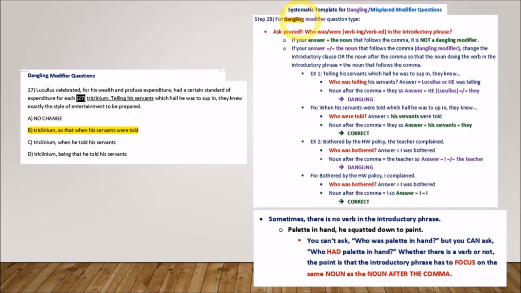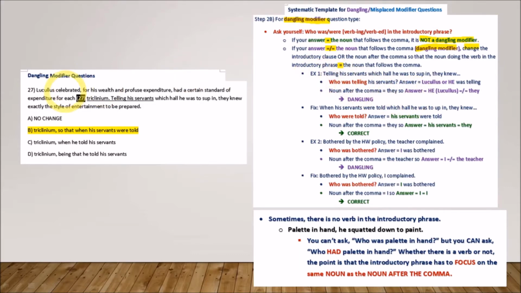Now, dangling modifiers are basically misplaced modifiers that appear in the beginning of sentences, also known as introductory phrases. So you ask yourself, who was doing the verb in the introductory phrase? If your answer to that question equals the noun that follows the introductory phrase, comma, it is not a dangling modifier. But if your answer does not equal the noun that follows the comma, change the introductory clause or the noun after the comma so that the noun doing the verb in the introductory phrase equals the noun that follows the comma.